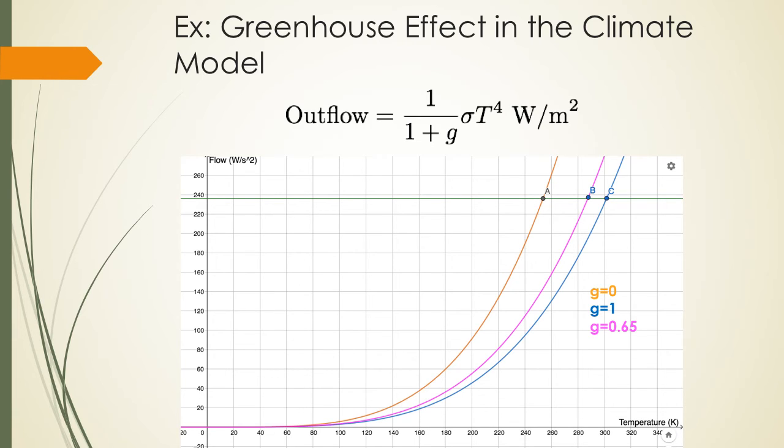The blue curve shows the inflow for G = 1. This corresponds to the glass ball model. The equilibrium occurs at point C, giving an equilibrium temperature of about 300 Kelvin, or an average worldwide temperature of 80 degrees Fahrenheit. The actual average temperature is about 60 degrees Fahrenheit, or 289 Kelvin. This corresponds to G = 0.65. This is the curve in magenta.